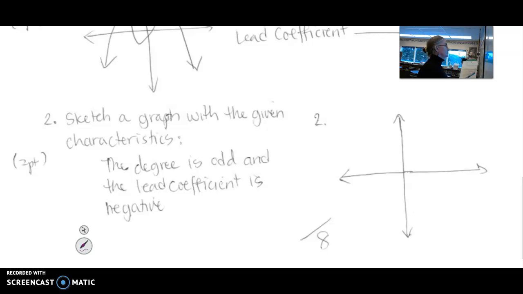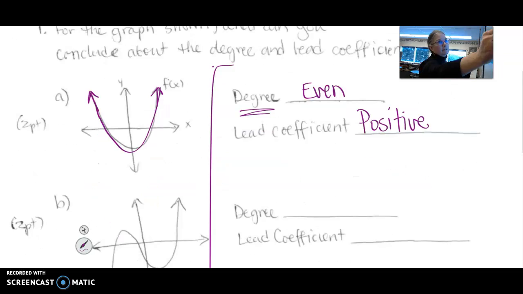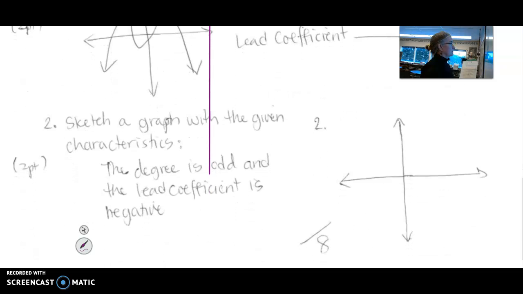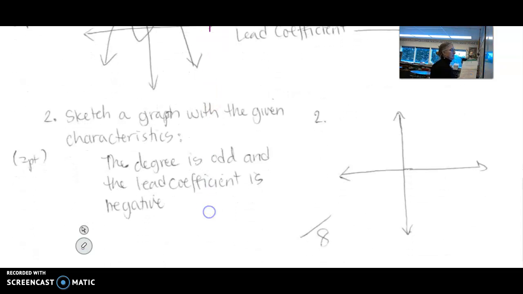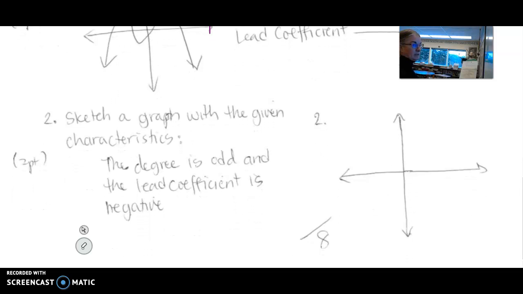Okay, number 2, you're going to sketch a graph with the given characteristics. So the degree should be odd, which means the ends are going to do what? Hopefully you're saying opposite directions. And the lead coefficient is negative. So you can go back to that chart and look at what the ends are doing, but I want you to actually graph a function. So you're going to make connections with the ends of the graph. It'll look like a continuous function like you see in A, B, and C.